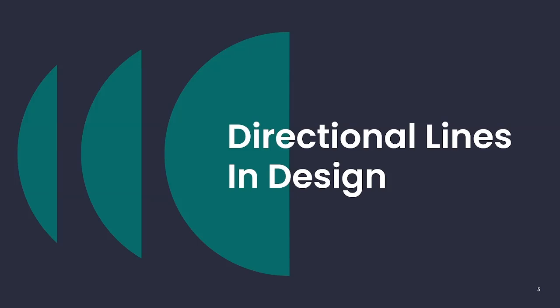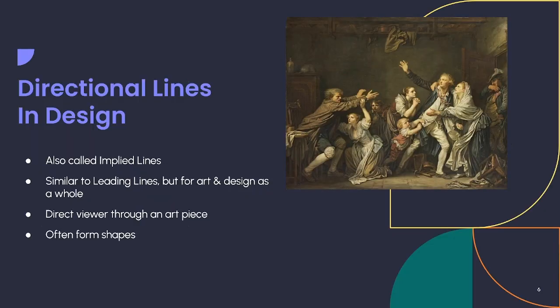All right, so directional lines in design. Directional lines are also called implied lines in traditional art fields. They're very similar to leading lines, but for art and design. They direct the viewer through an art piece and really lead the viewer's eye. They are implied lines in the sense that this guy's arm here and this guy's arm here form lines like this and like this, which really lead you through the piece.